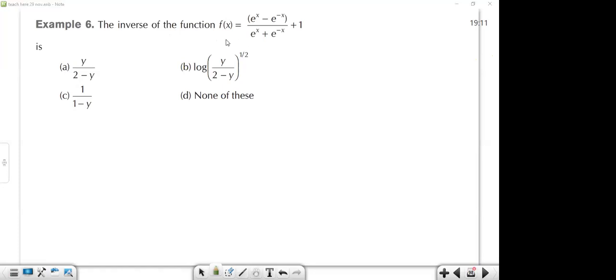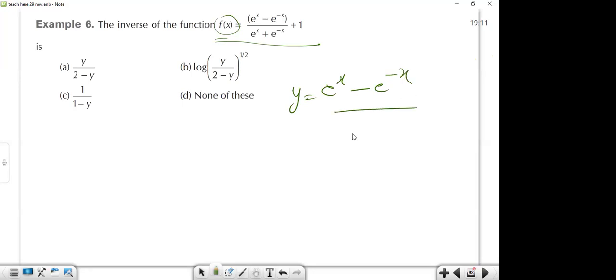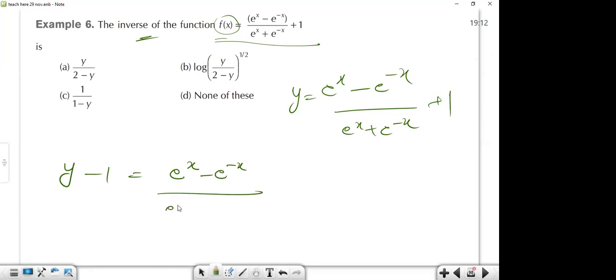Example. So we have to find the inverse of this particular function, assuming this as y. y is equal to e raised to power x minus e raised to power minus x upon e raised to power x plus e raised to power minus x. So we have to find the inverse. First let's find x. Bringing the 1 on the left hand side, e raised to power x minus e raised to power minus x upon e raised to power x plus e raised to power minus x. Now let's write this in the denominator.